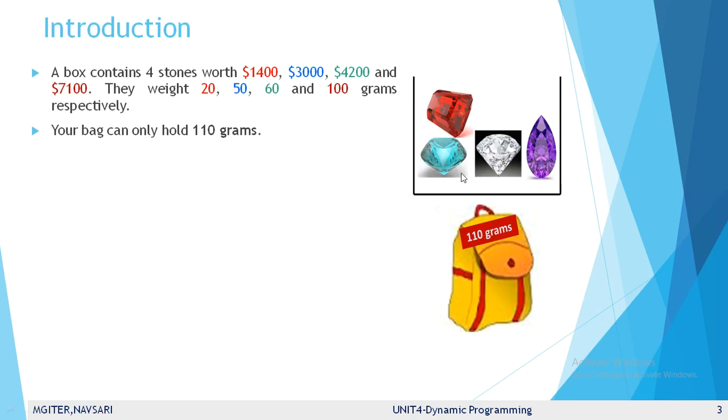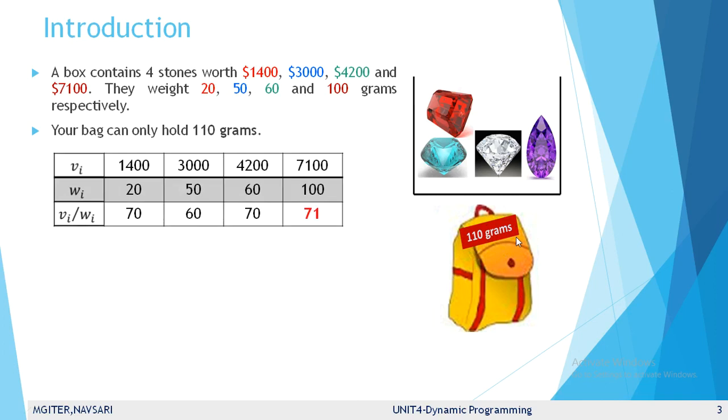We see here one box which contains 4 stones. 4 stones with the worth of $1400, $3000, $4200 and $7100. And the weight of each stone is 20, 50, 60 and 100 gram respectively. And also see here one bag, and the capacity of this bag is 110 gram. Now our aim is to fill this bag with stones which do not exceed the capacity of 110.